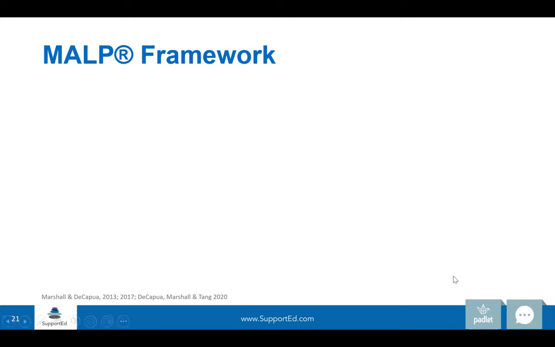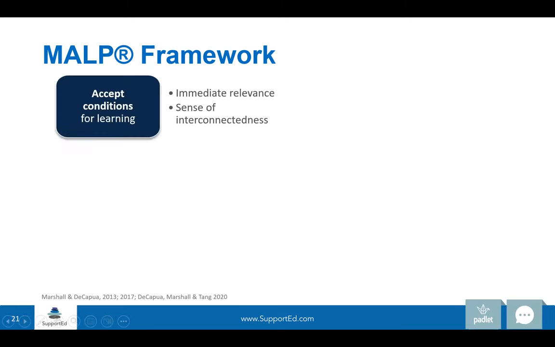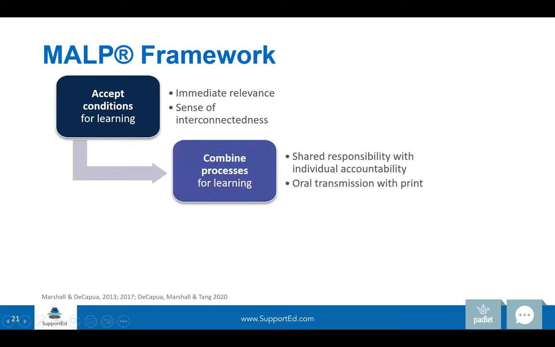There are three components. The first is to accept conditions for learning. When working with SLIFE, we want to begin with where they are now by accepting their conditions. Many SLIFE need content that's immediately relevant and interconnected in order to learn. So over time, we would move then into a combined process for learning so that they can be successful in US schools. So that's when we start looking at the shared responsibility with introducing individual accountability.